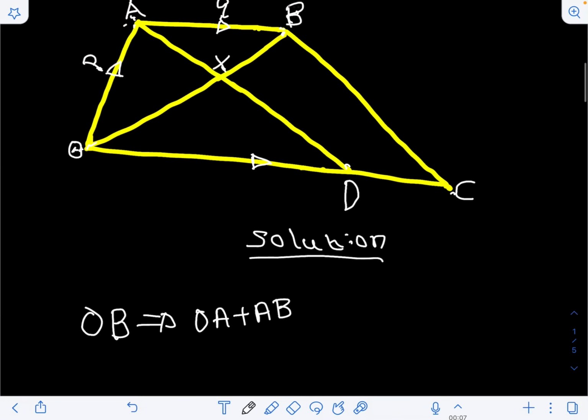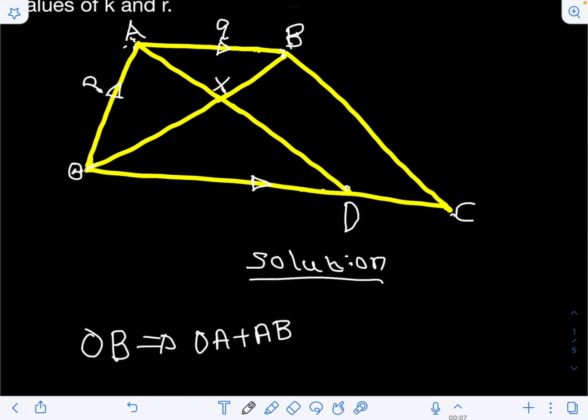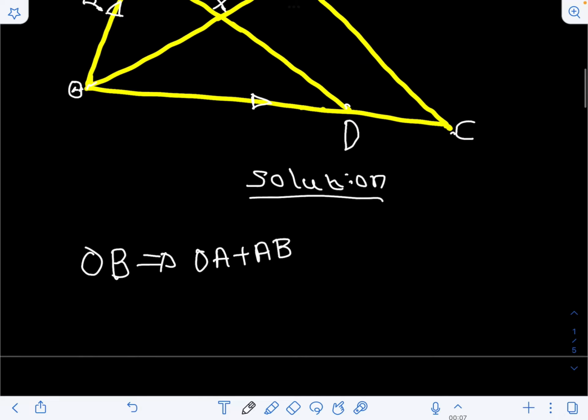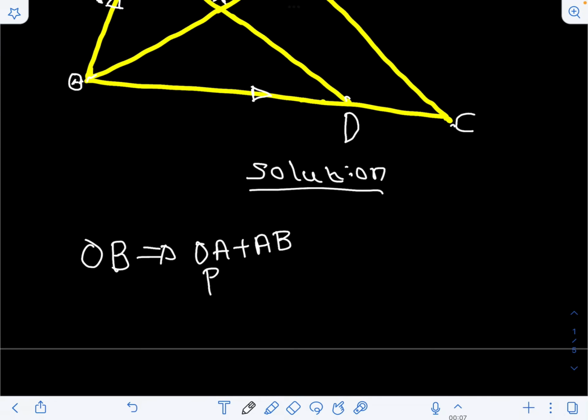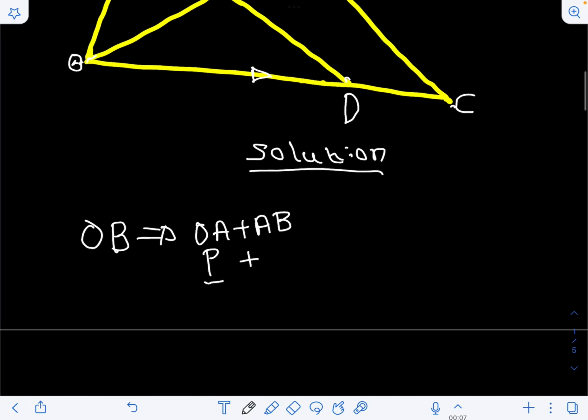Good. Then what's our OA? Our OA here is vector P, so we have vector P plus vector Q, because AB is vector Q. Okay, so we solved the first part.